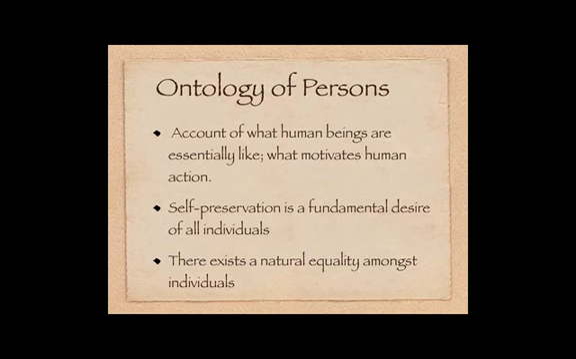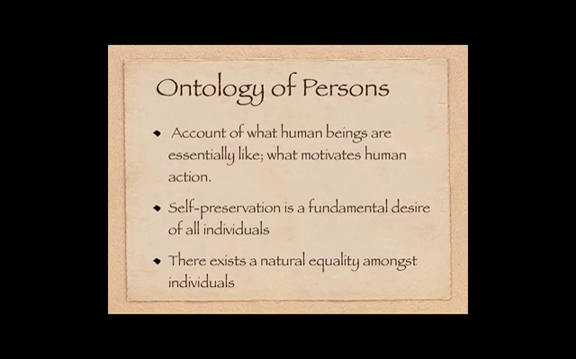Finally, as part of his ontology of persons, a description of people, Hobbes also believes that there is a natural equality amongst individuals. Now, this may seem a sort of absurd assertion. How are people actually equal? We see people all the time. Some people are stronger. Some people are weaker. Some people are healthy. Some people are sick. Some people are smarter than other people. So how is it that Hobbes can claim that there's a natural equality amongst individuals?